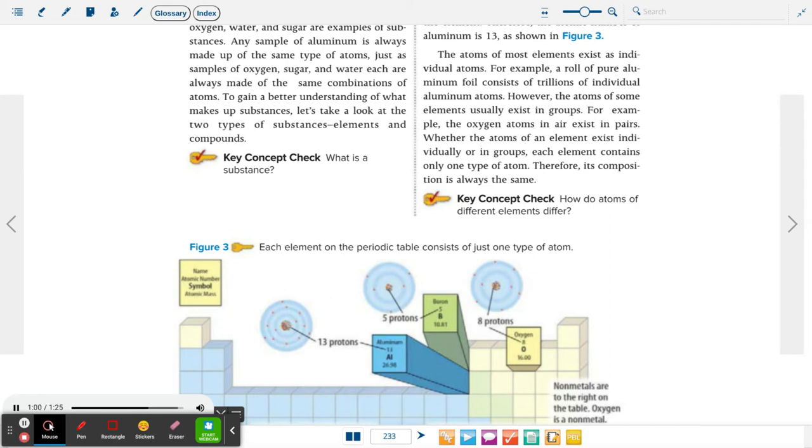However, the atoms of some elements usually exist in groups. For example, the oxygen atoms in air exist in pairs. Whether the atoms of an element exist individually or in groups, each element contains only one type of atom. Therefore, its composition is always the same. Key concept check.